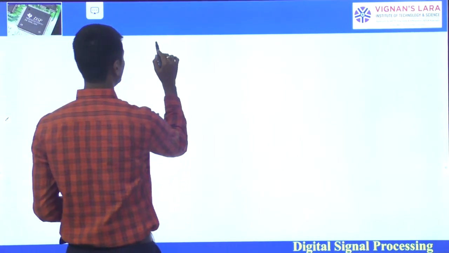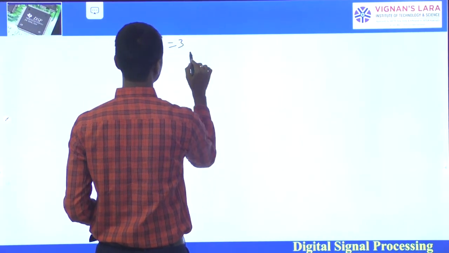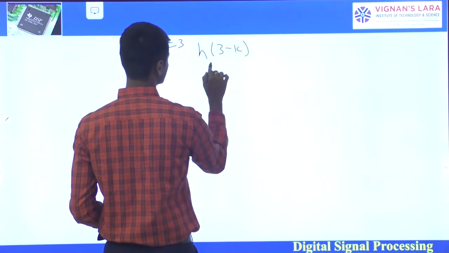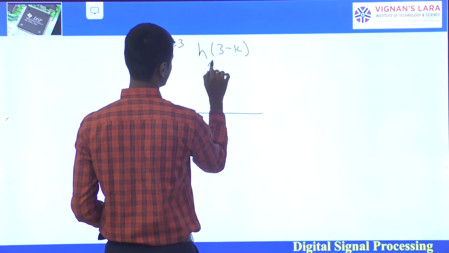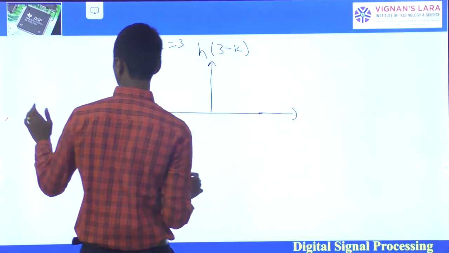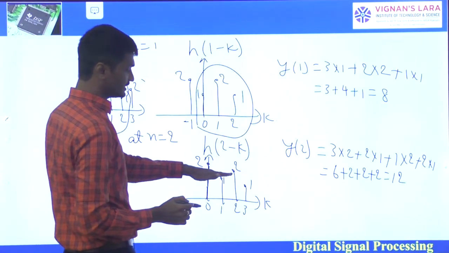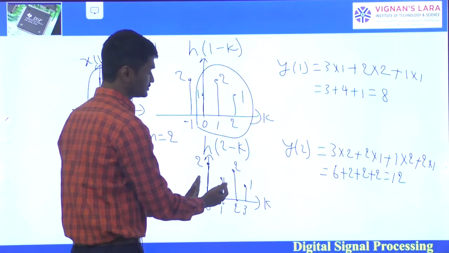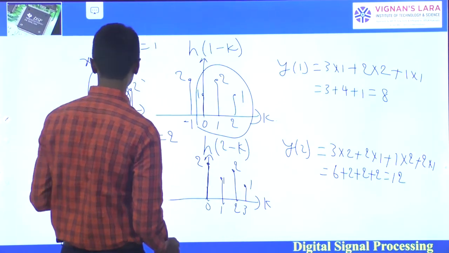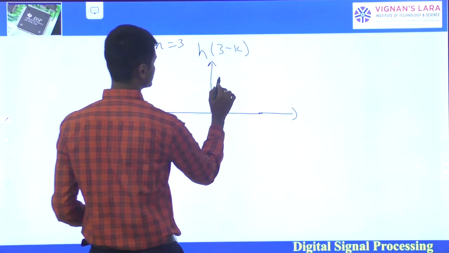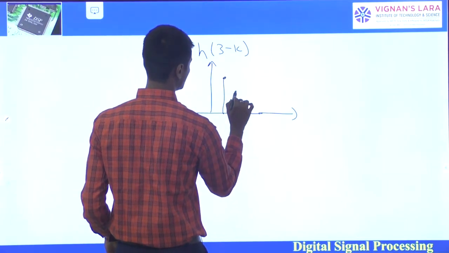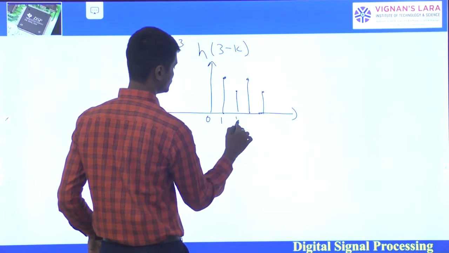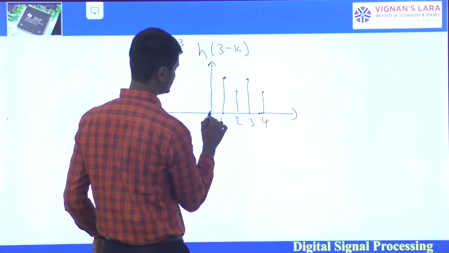So now n will be 3, then h of 3 minus k is equal to, that is the graphical representation. So it is h of 2 minus k. After increasing the n value by 1, this will be shifted to the right by 1 position again. So it is 2 1 2 1, and 0 1 2 3 4. At 0 it is 0.